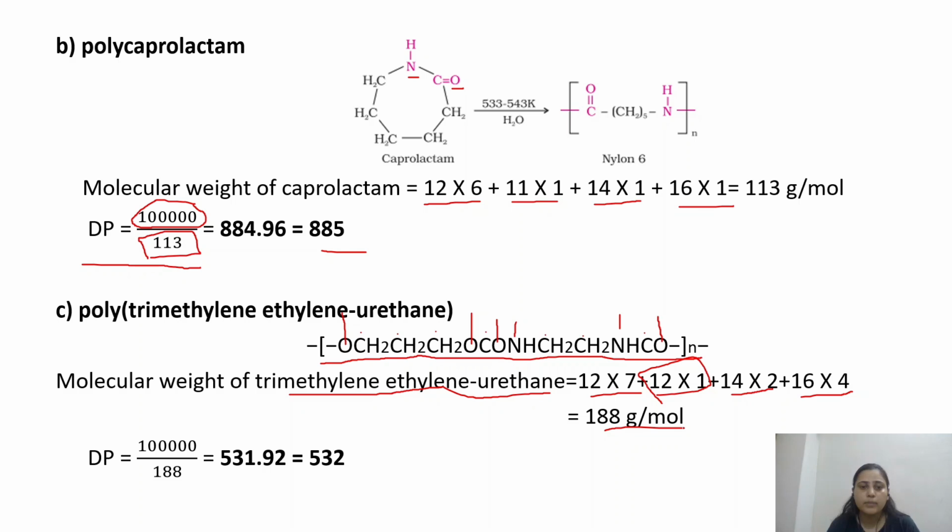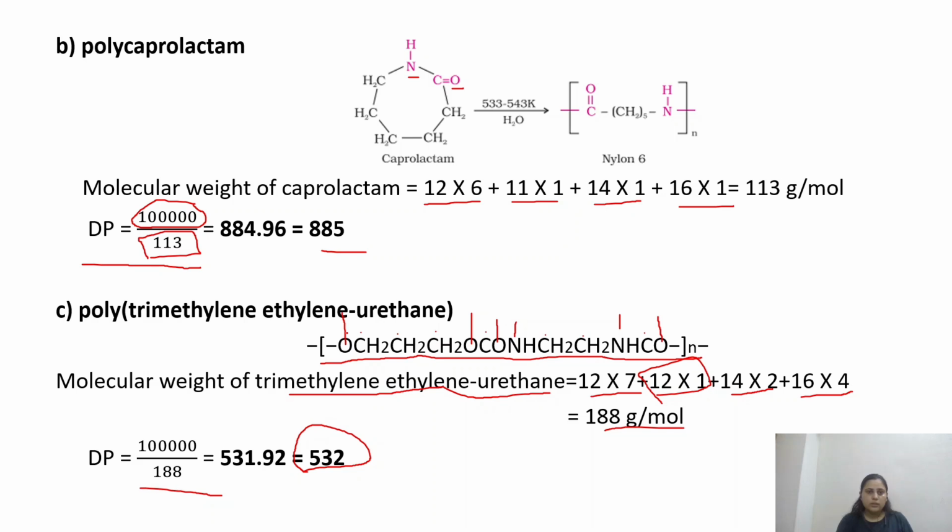As we can see, since the polytrimethylene ethylene urethane's monomer weight is more, its value is least, which is 532. Then the polycaprolactam, then the polyacrylonitrile, which has the higher degree of polymerization, means it has more monomers in its polymeric chain, since all the monomers have lesser weight.